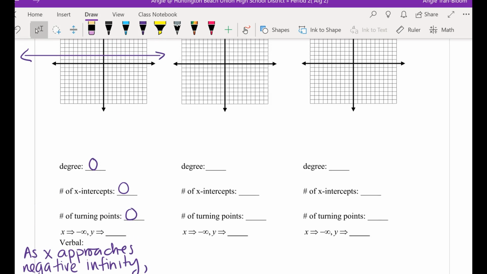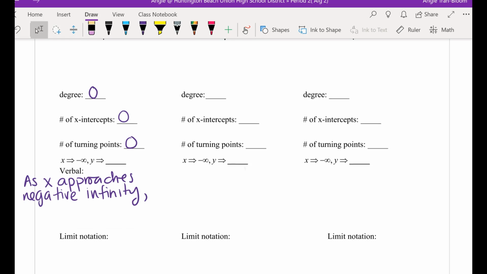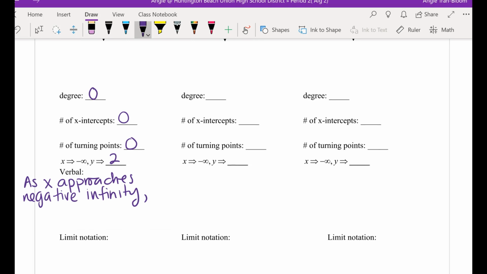Where's negative infinity at? To the right or to the left? Left. As x approaches negative infinity, what's y? 2. Y is 2. This is a constant function. It doesn't change. Right? As x is approaching negative infinity, y is 2. So we write y is 2. I'm spelling it out verbally because it's the very first time seeing this stuff.